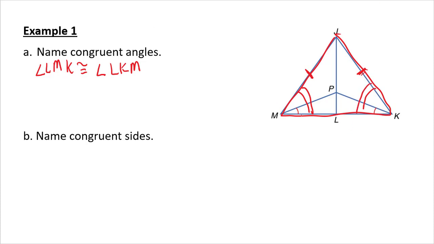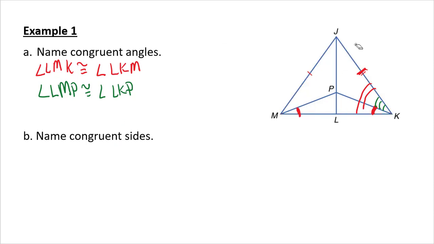Now notice what we have here. We have this smaller angle congruent and that smaller angle congruent. And there's two smaller angles that sum up to equal that big angle. So that other angle that adds to be the bigger angle, those are also congruent. So angle LMP is congruent to angle LKP.